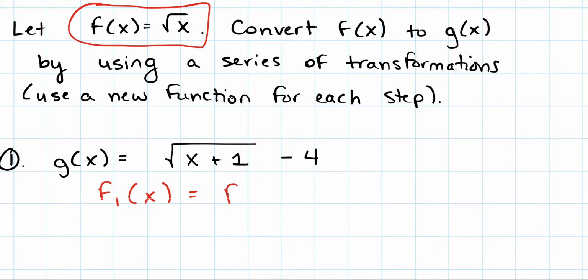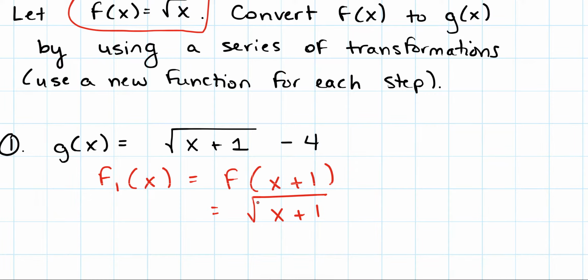So we can let f1 be f of x plus 1, which is equal to the square root of x plus 1. You see how I've taken care of this plus 1 first? I'm not worried about this negative 4 yet, but I'm trying to make this look like this. I have 2 steps to take. I have to get a +1 and a -4 here. My first step is to do the +1. Now you can do the -4 if you want to do that first, but I'm doing +1 first. I'll show you the other way in just a second. So f1 of x is going to be my original function with x + 1 inside.